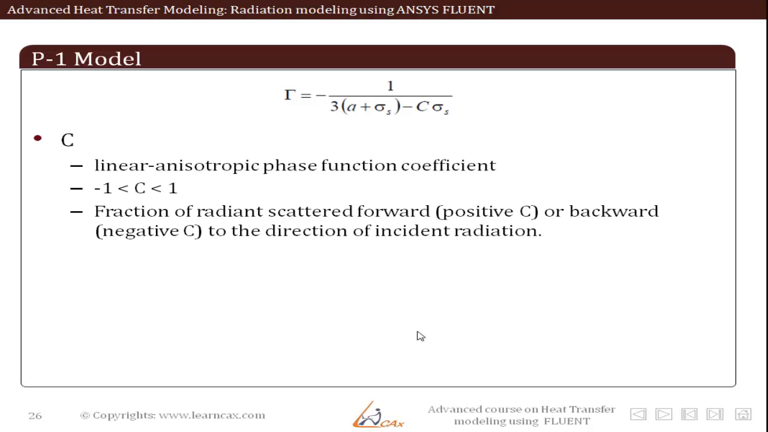In this equation, the parameter C is known as the linear anisotropic phase function coefficient. It can take values from -1 to 1. C is negative if the fraction of radiation is scattered in the backward direction of the incident direction, and positive if the radiation energy of rays is scattered in the same direction as the incident radiation. After this, the radiation flux is calculated from the incident radiation quantity G by using its space gradient and diffusivity.